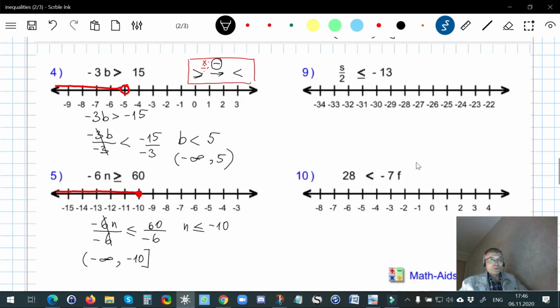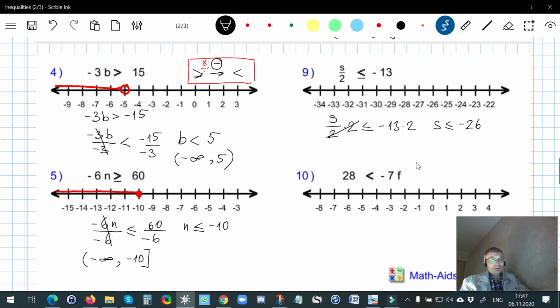Well, two to go. Here again we have a negative sign, but it doesn't concern us at all because here we have a positive sign. So we're going to multiply by positive 2, and we don't have to flip the sign. S over 2 multiplied by 2 is less than or equal to negative 13 multiplied by 2. This one cancels, and this gives me already set builder notation, negative 26. Here we go.